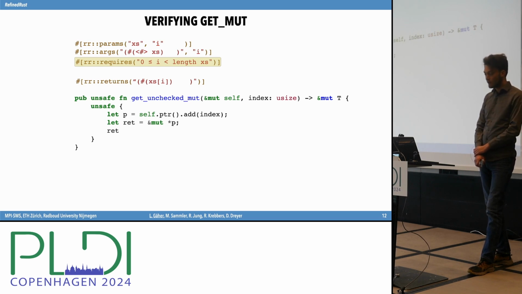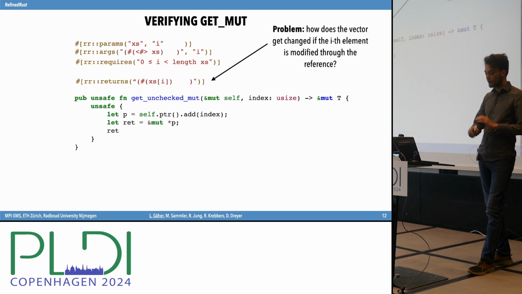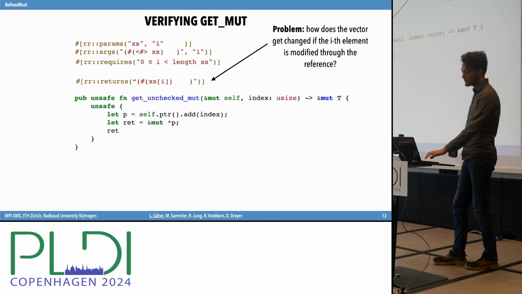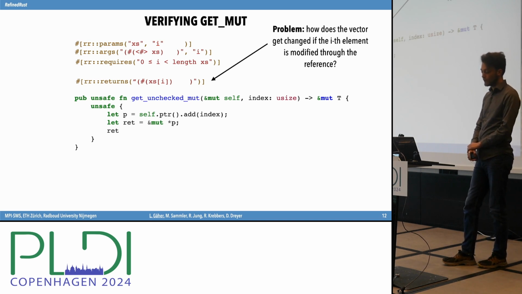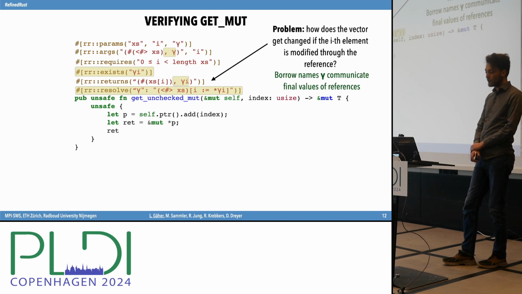Now, there's intuitively some part missing here. Namely, we return a mutable reference, and we can use it to modify the element of the vector at index I. So how does using this mutable reference to modify that element change the whole vector? Well, for that, we introduce a new technique called borrow names, which communicate the final value of mutable references.